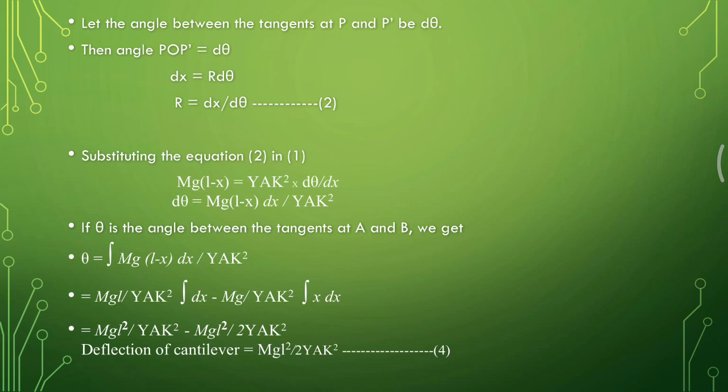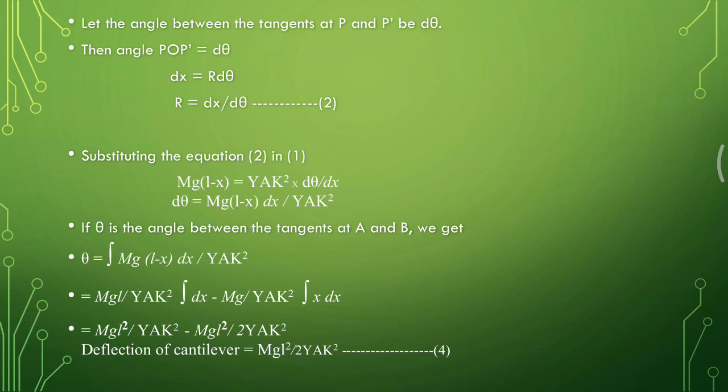Substituting the limits, we get L minus 0, upper limit minus lower limit. Upper limit is L, lower limit is 0. L minus 0 is equal to L itself. Then L into L is L square. Therefore, that is equal to mgL square by YAK square.